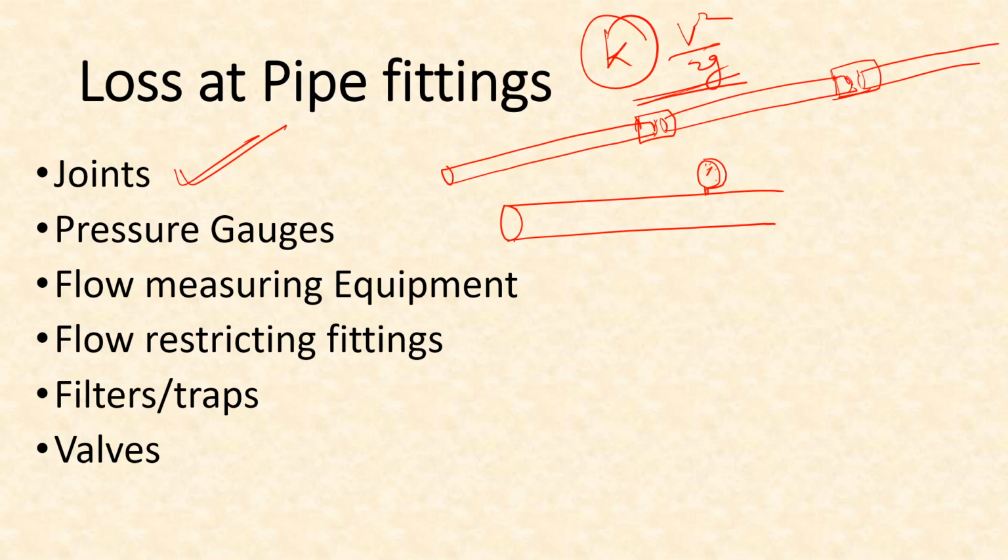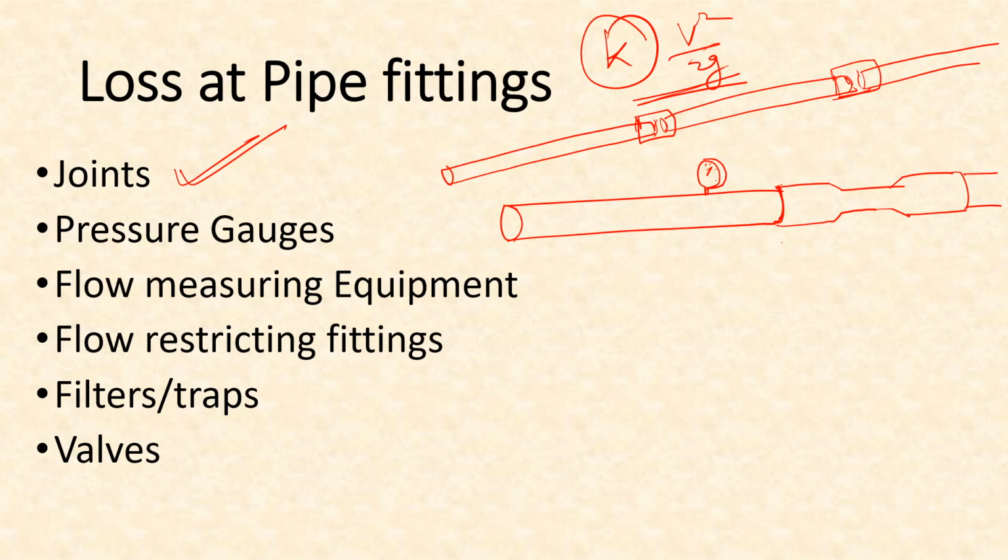Flow measuring equipment may also cause some kind of head loss. For example, in this pipe, if we want to measure the flow rate, then we may use a venturimeter, which we have studied in the previous semester. And this venturimeter, since it's one kind of a disturbance, will cause some amount of head loss, and that is again classified under this minor head loss.